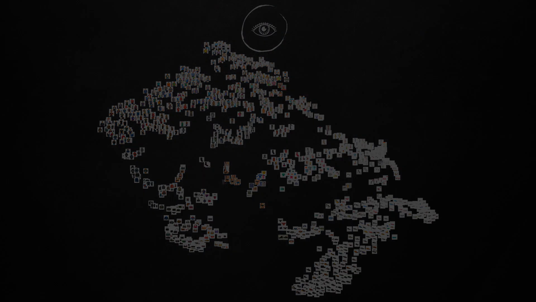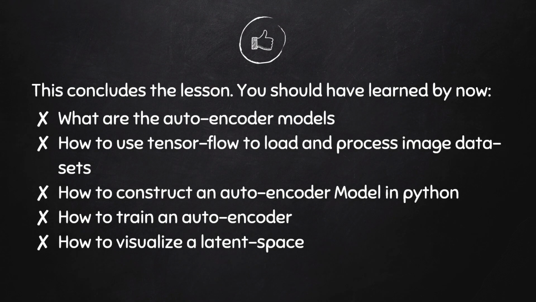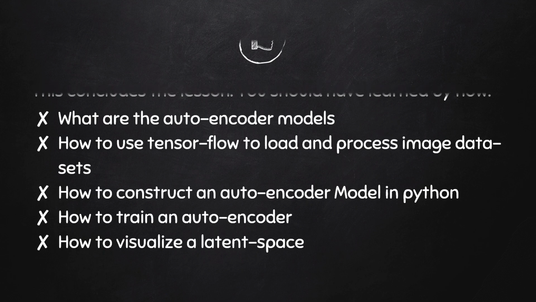This concludes the tutorial. In this you have learned about the autoencoder models. You have also learned how to use Tensorflow to load and process image data sets. Then you have learned how to construct an autoencoder model in Python. You have also learned how to train an autoencoder and how to visualize a latent space. You can practice the learning using Jupyter Notebook. The link to the GitHub repository is in the video description.